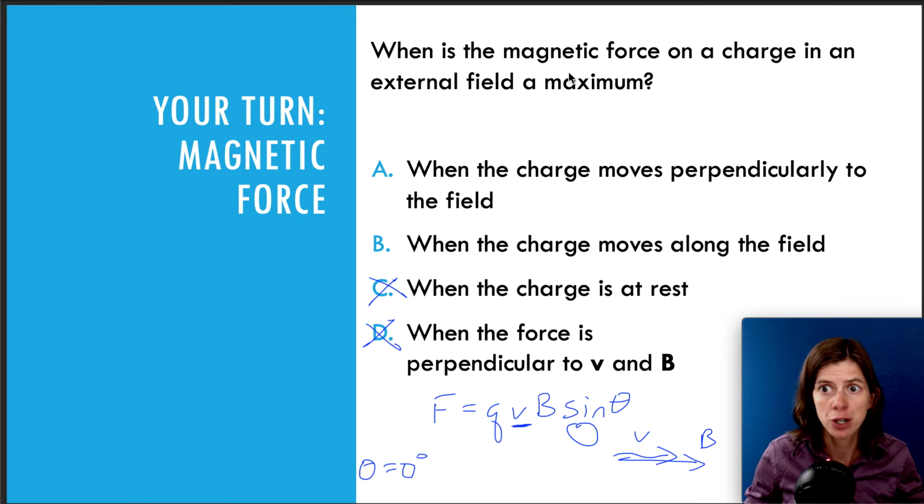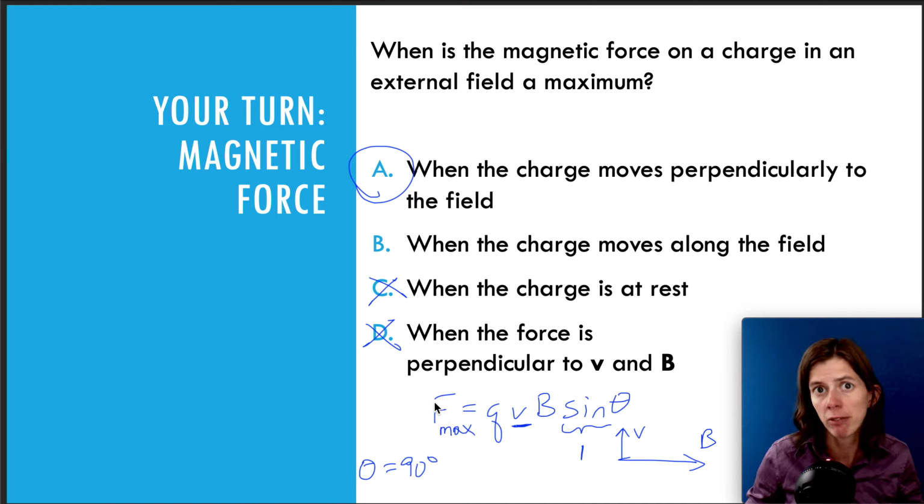When is the force the maximum? The answer is going to be when the charge moves perpendicularly to the field. Because in that case, if V is perpendicular to B, it doesn't have to be, right? But if it is, then the angle is 90 degrees, and sine of 90 is 1. And 1 is the maximum value that the sine function can take. So if sine of theta is 1, then the force will be at its maximum value.